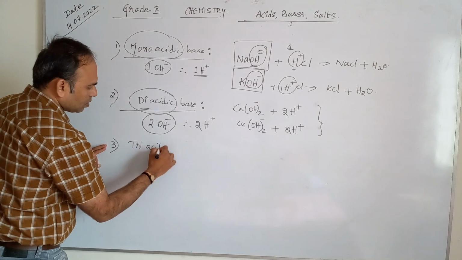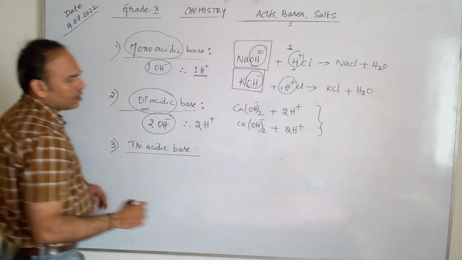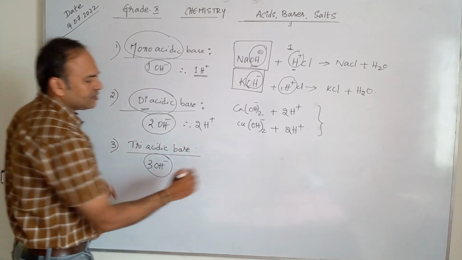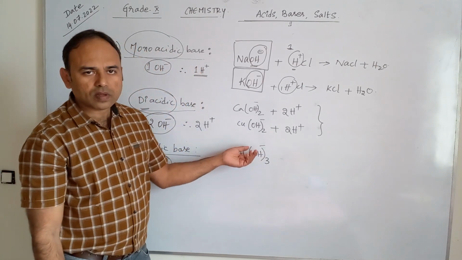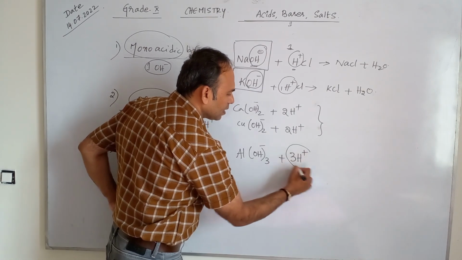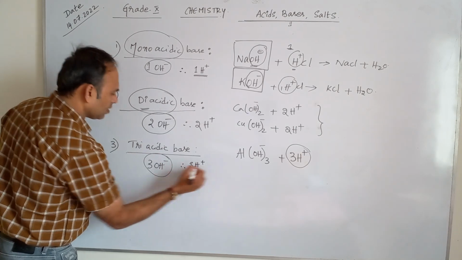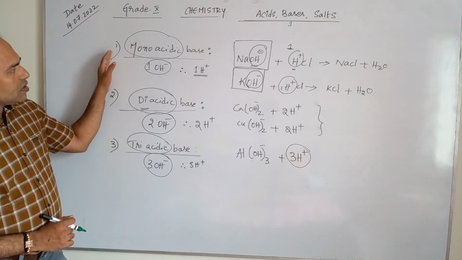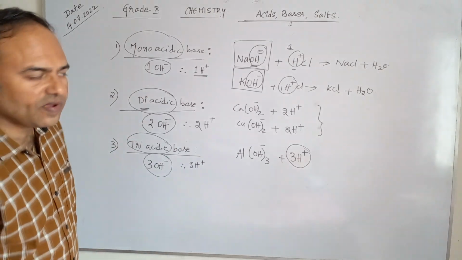Third one, you can also take triacidic base. So what is a triacidic base? 3 OH minus should be there. Example, you can take Al(OH)3. Here how many OH minus? 3 OH minus. Hence to neutralize you have to add 3 H plus. Because you are adding 3 H plus, it is called a triacidic base. So hope you have understood the classification depending upon the number of OH minus in the case of a base.